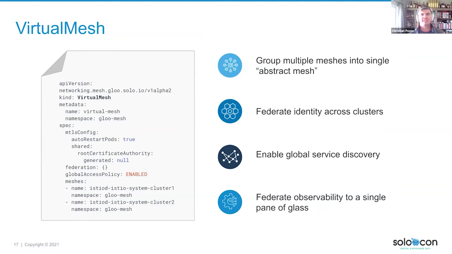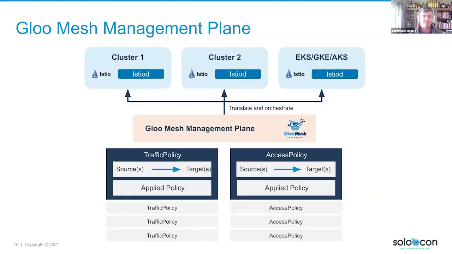The first is the virtual mesh API. The virtual mesh is an abstraction. Again, it's a custom resource. Let's come back to this diagram. When you look at this diagram, you see Istio running on a bunch of different clusters. The management plane runs on its own independent cluster somewhere else, and it connects up to the various leaf clusters.